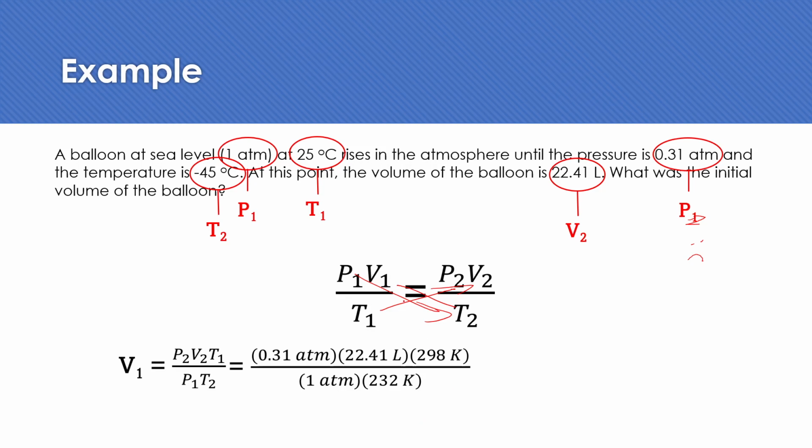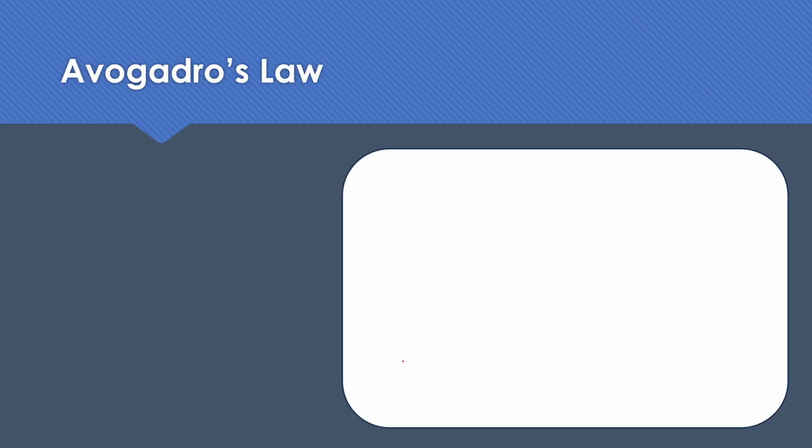Again, if I kept it in Celsius, I'd end up with a negative volume, which makes no sense. Cancel atmospheres, Kelvin cancels, and I get liters. And I get my initial volume was 8.9 liters.